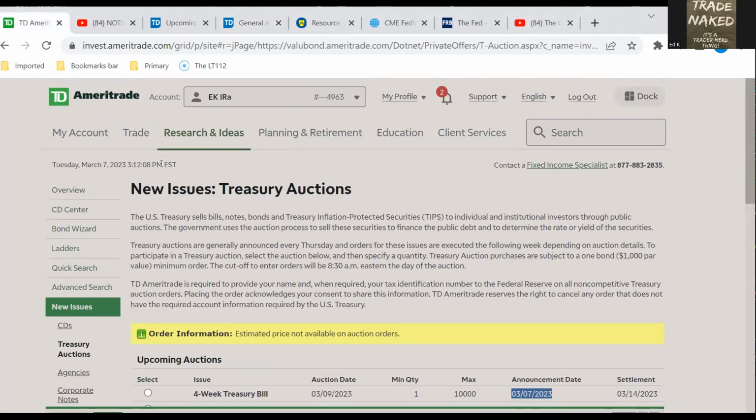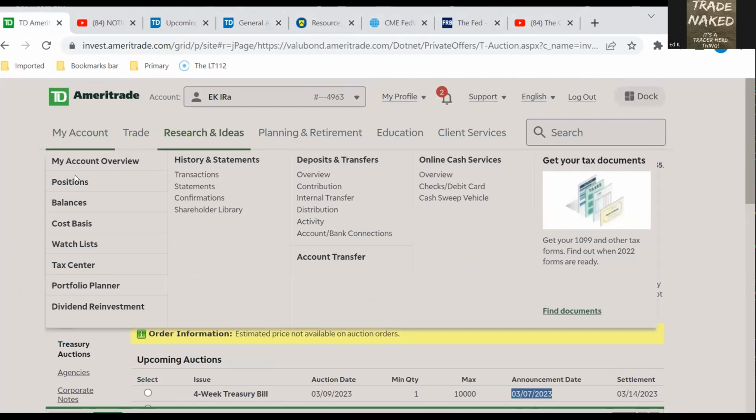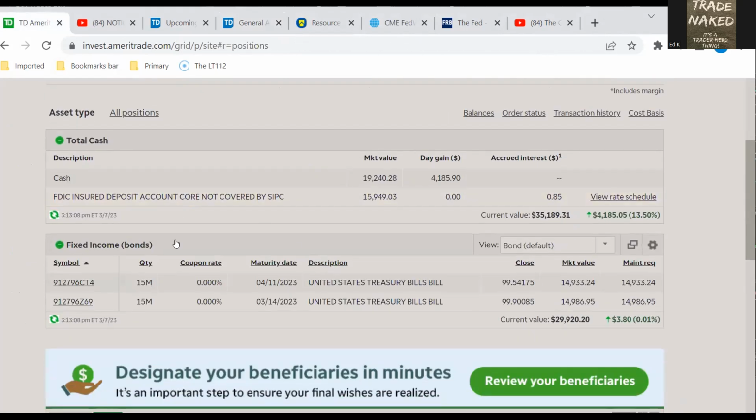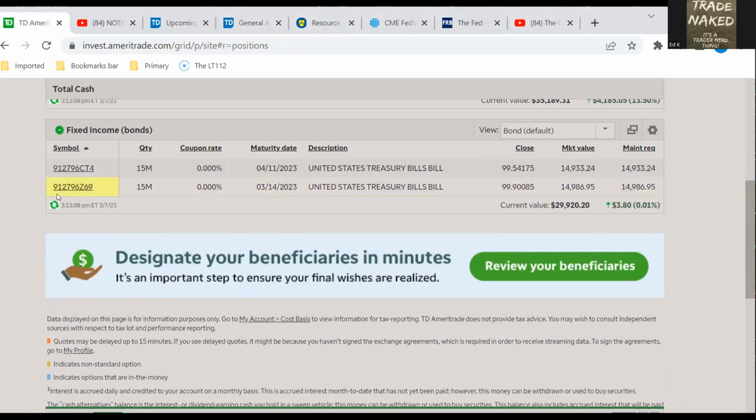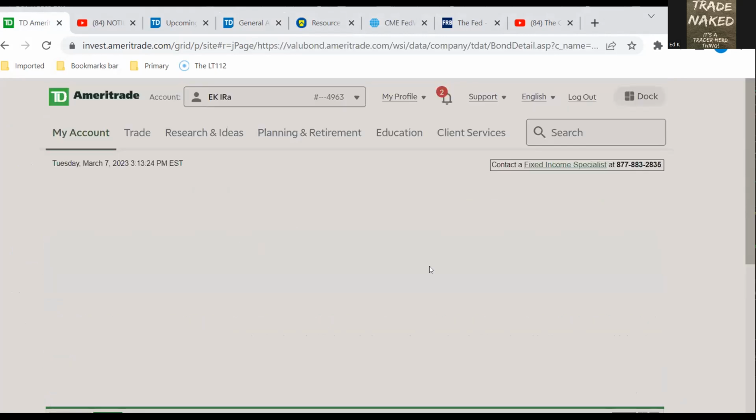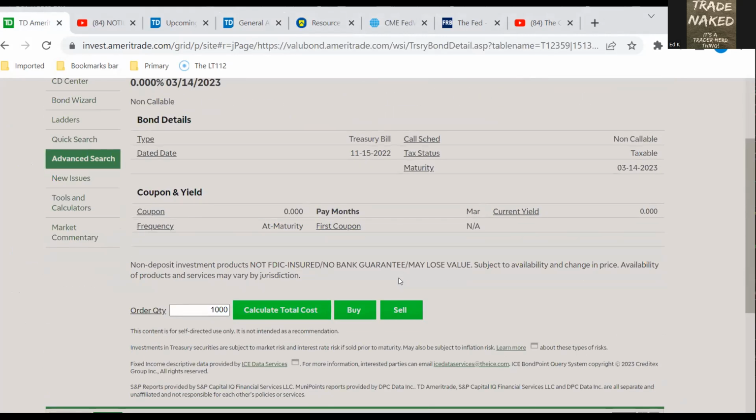Okay, so here are my accounts, my positions. Here are these 2 T-bills. I bought one of these 3 weeks ago, and I bought the other one also 3 weeks ago. One was a 1 month and one was a 2 month. Let's click on this and get some details and see what it shows us. This is the one that matures on the 14th. This one I bought, and it was a 1 month. And it has a week left.